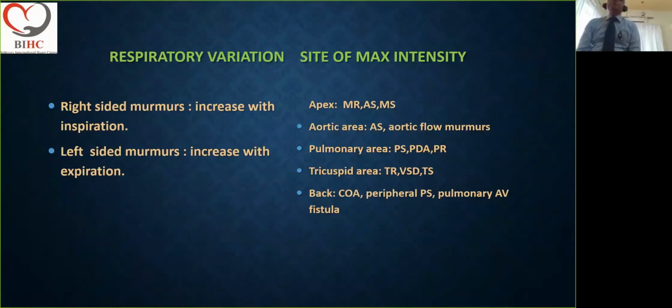Respiratory variation: you know that right-sided murmurs increase with inspiration and left-sided murmurs increase with expiration. And the site of maximum intensity: apex, mitral regurgitation, aortic stenosis, and mitral stenosis. In the aortic area, aortic stenosis or an aortic flow murmur of AR. In the pulmonary area, the pulmonary stenosis murmur, ductus, or pulmonary regurgitation. Tricuspid area, tricuspid regurgitation or VSD. Over the back, coarctation, peripheral pulmonary artery stenosis, or pulmonary AV fistula.